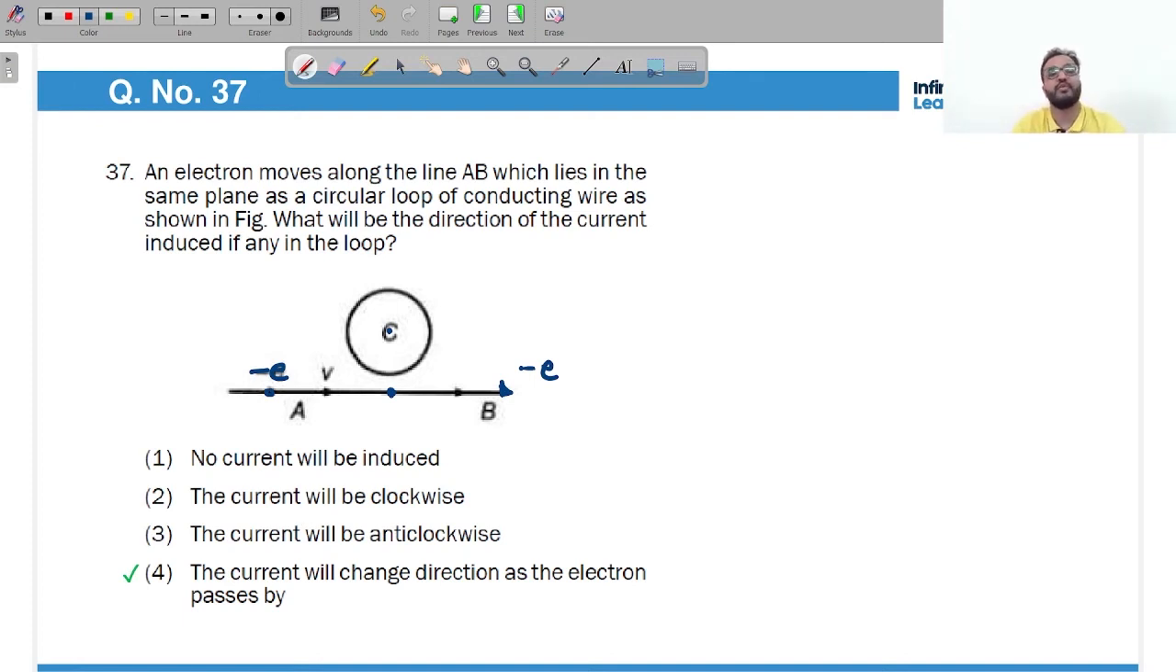So if they would have asked only, while it is coming close, what is the direction? While it is going away, what is the direction? Then we could have answered clockwise or anti-clockwise. But they are asking from complete A to B, that means while it is coming and leaving, both. Then we have to say that the current will change the direction as the electron passes by.